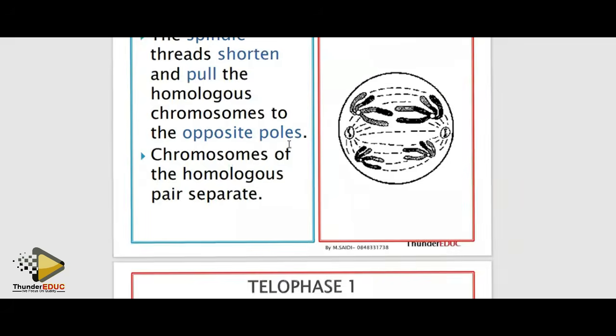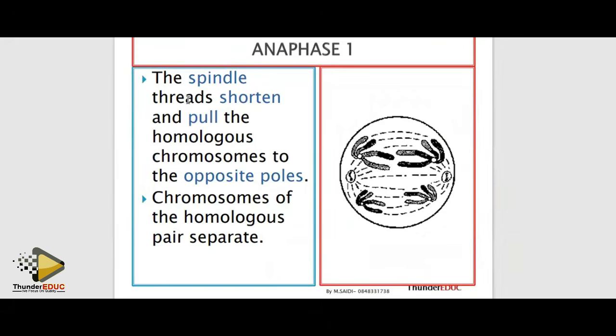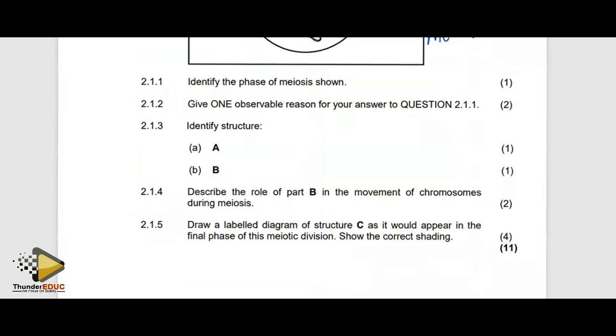So where do we get this? We get this during anaphase. Spindle fibers shorten and pull the homologous chromosomes to opposite poles. That's where we get that answer from. Spindle fibers or threads are the ones which hold these chromosomes. So the book is answering that question very well.